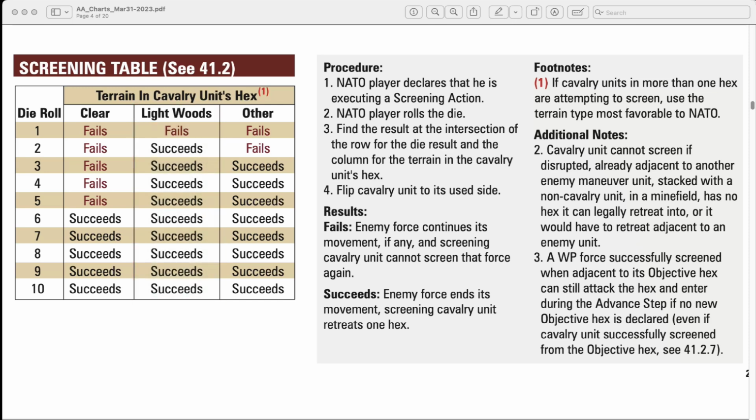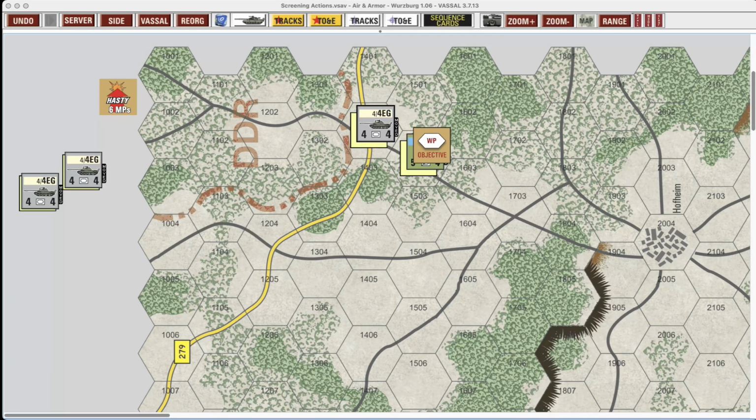If he's in any other type of terrain, this is likely to be close terrain and therefore not quite as easy to conduct a screening action, which involves that unit falling back, which is tougher to do in dense terrain. But it would still succeed 80% of the time. So in this case, the NATO player rolls a 5, and on a 5 the screening action succeeds, which means that this unit has now completed its movement, and the armored cavalry unit must retreat 1 hex.